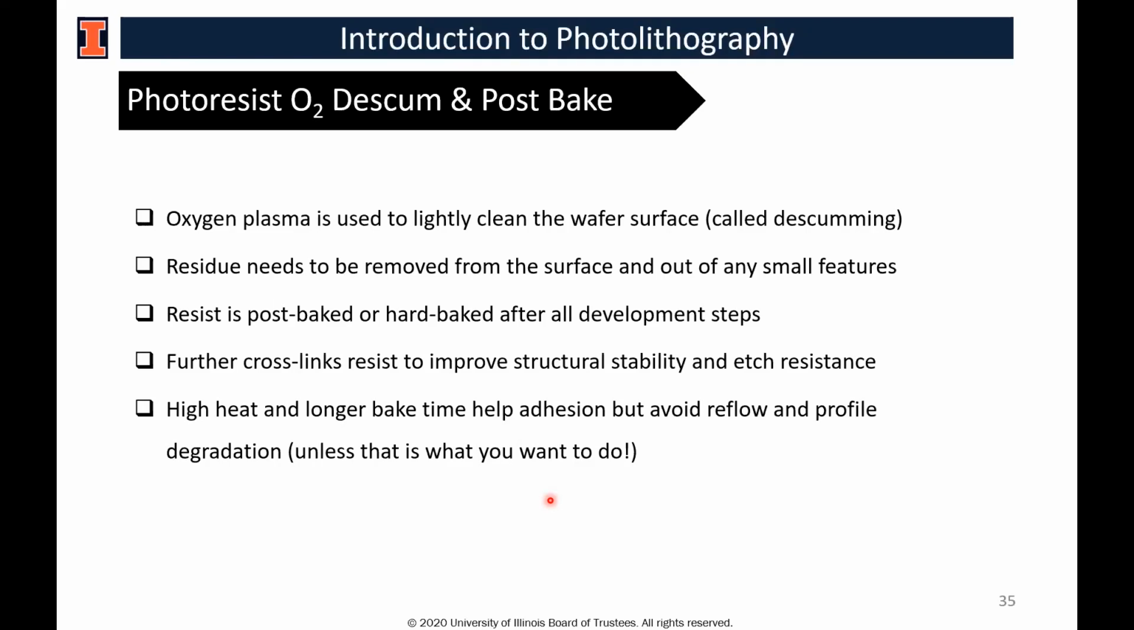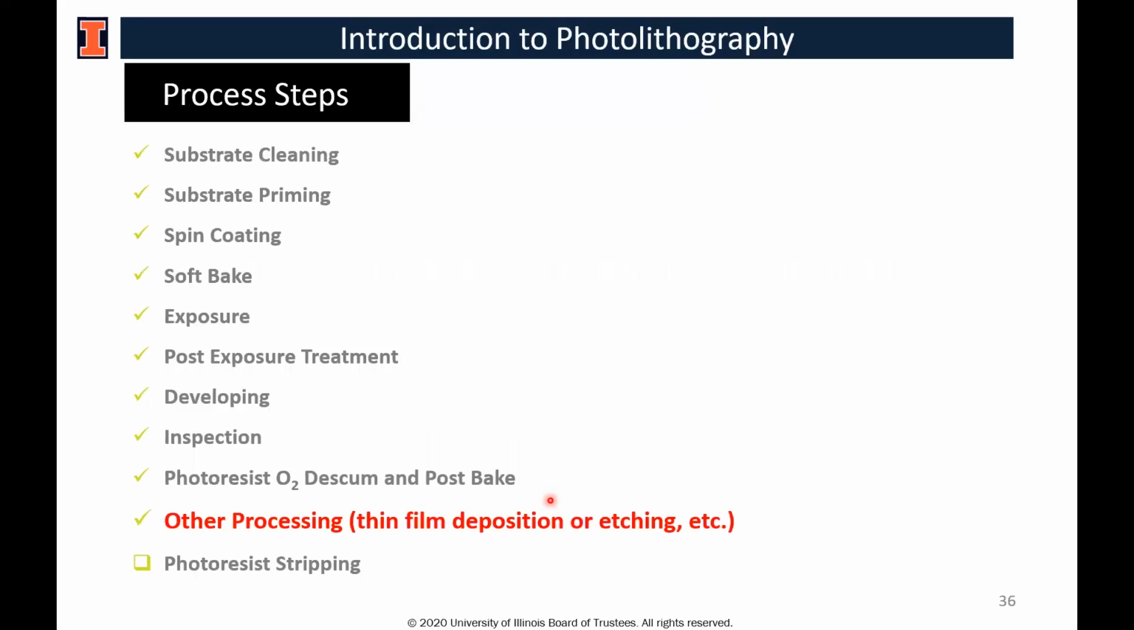However, it should be noted that if you heat it at high temperature and bake it for too long, although it can help adhesion, it may cause a reflow and profile degradation, unless you purposely want to do that. Other processing. Okay, so basically, after the photoresist descum and the post-bake, the process of photolithography is over.